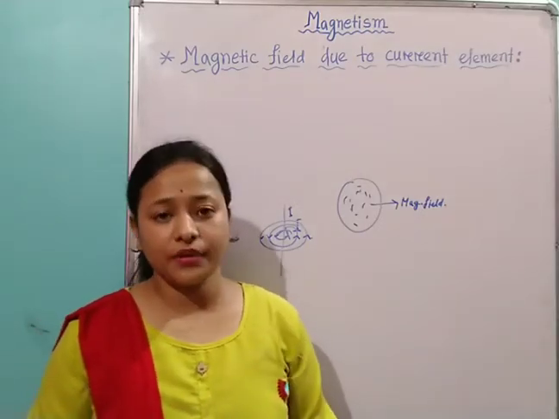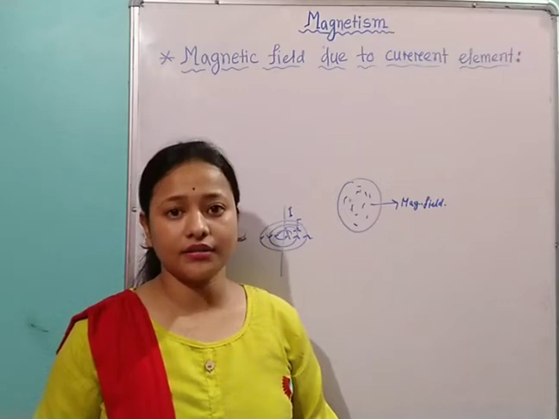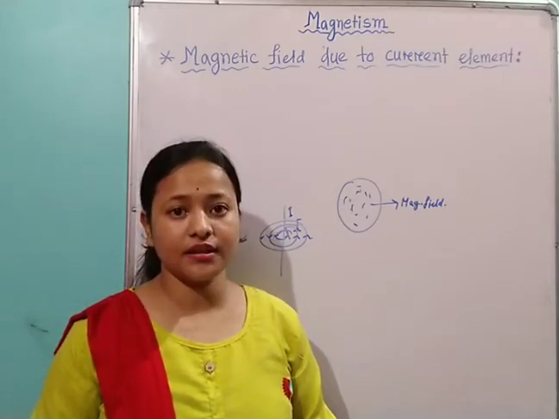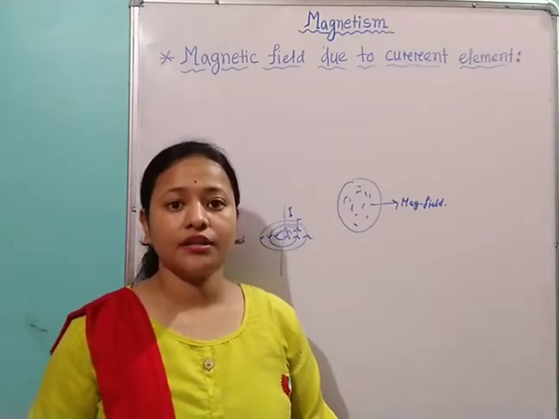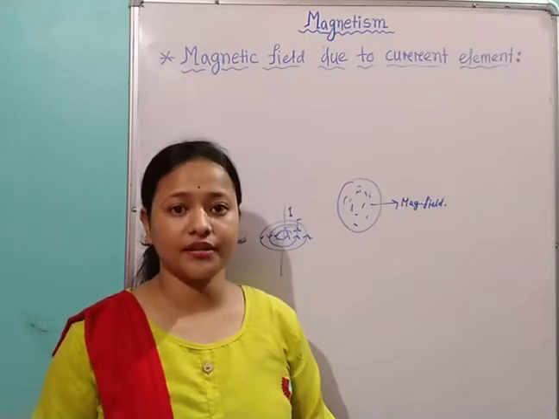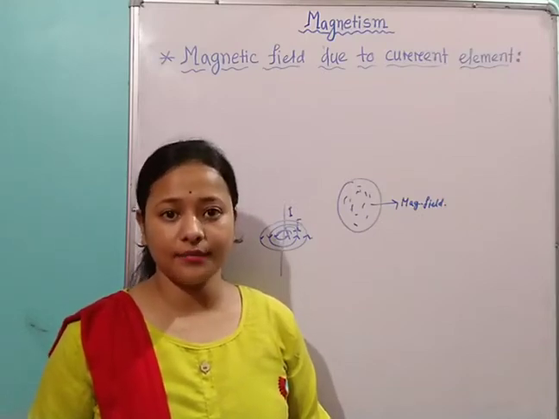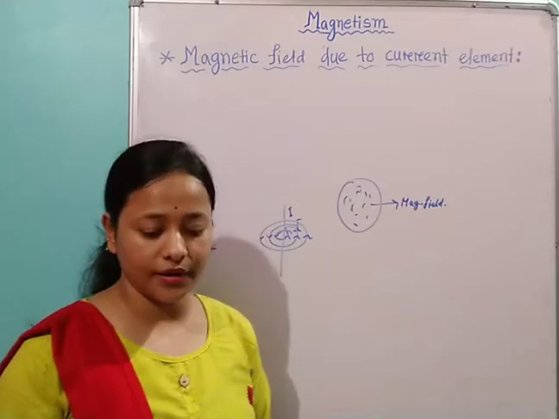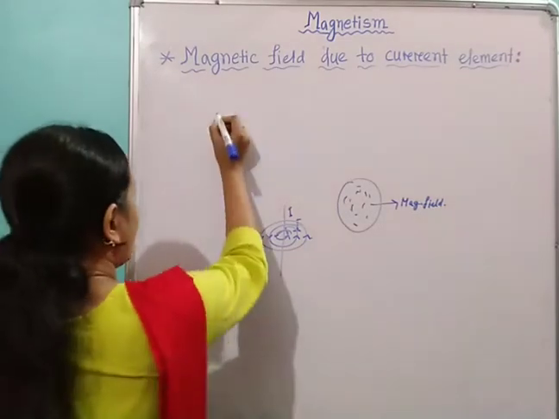And from an experiment on a current carrying conductor, two French scientists, Biot and Savart, deduced an expression for the magnetic field of a current element, called the Biot-Savart law.